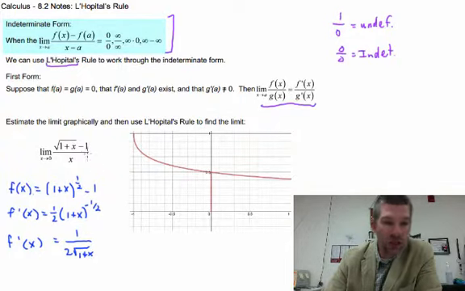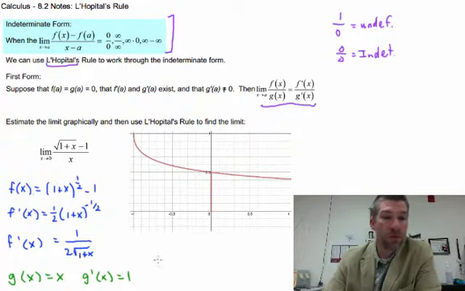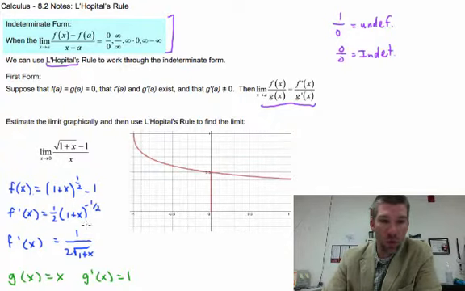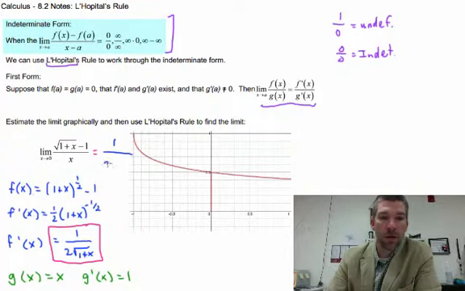Then g of x would be the denominator. If g of x equals x, then g prime of x equals 1. So basically the denominator becomes 1, and we're left with just this expression over 1, according to L'Hopital's Rule. So instead of having the limit as x approaches 0 of all of this, I would have the limit as x approaches 0 of 1 over 2 times the square root of 1 plus x.